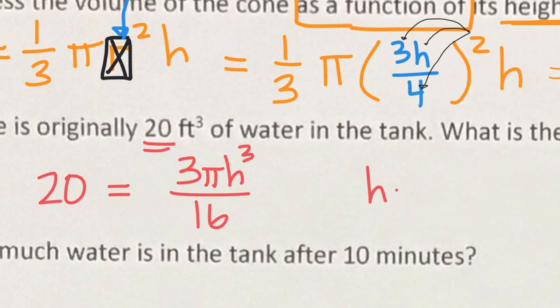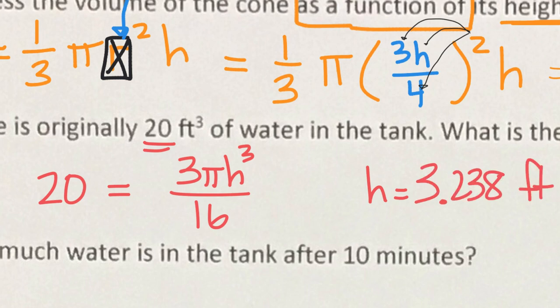If you do this math correctly, there's your height, 3.238. Anytime you want to know the height of the water, it might be called the depth, how deep is the water?